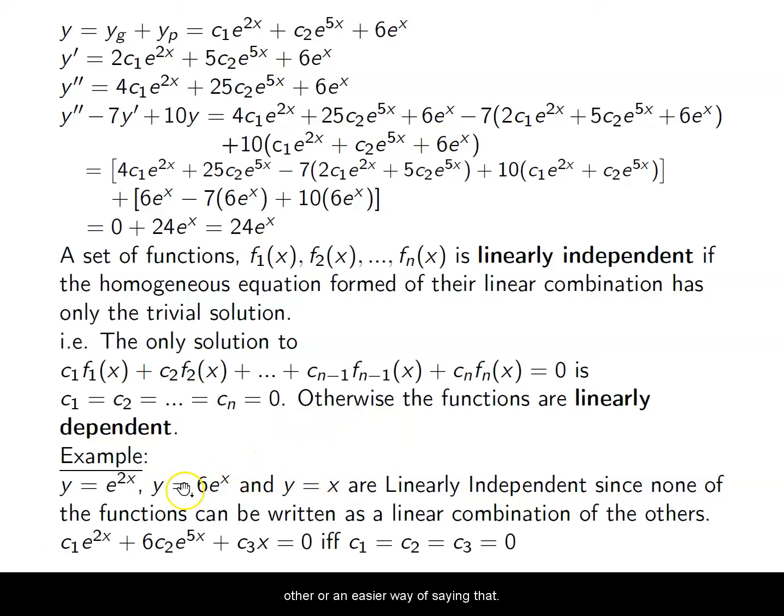Or an easier way of saying that is that in this equation, where I'm adding all of them together, each multiplied by some constant, trying to get them to add up to 0, the only way for that to work is if all of these coefficients are 0. If I turn this into 0 plus 0 plus 0, I'll get 0 out. But there's no other way for me to get 0. Therefore, they are linearly independent.